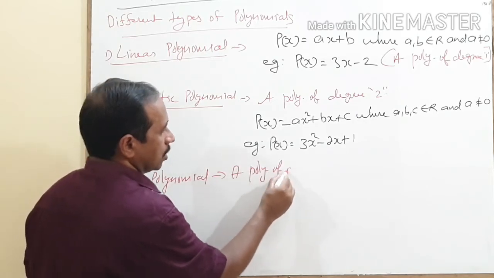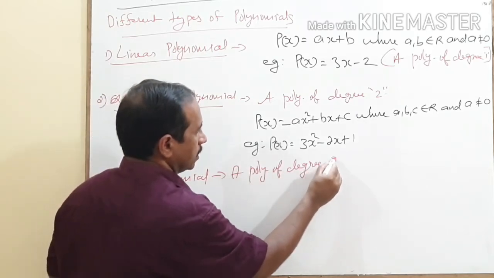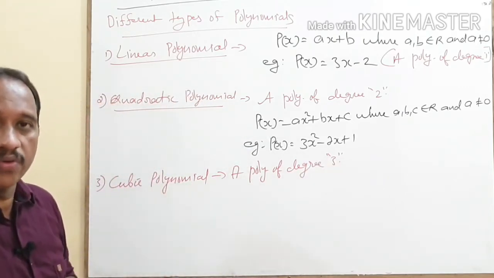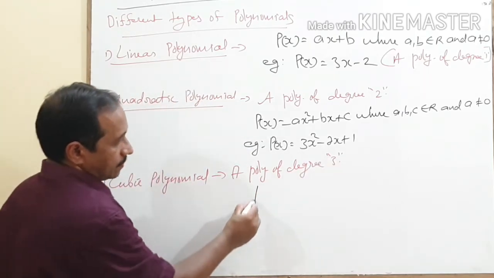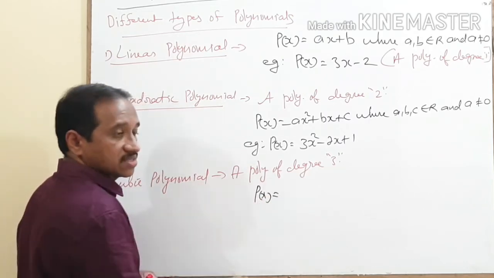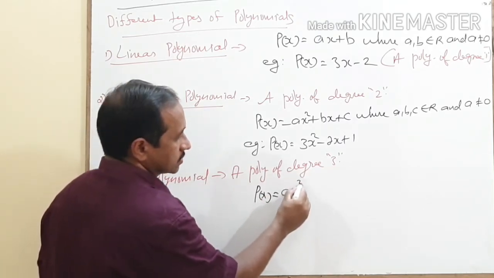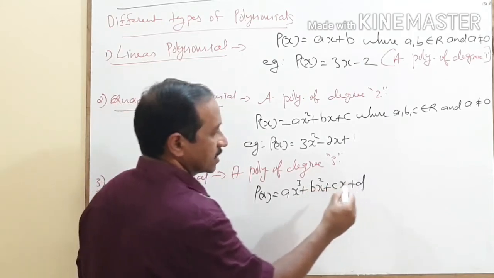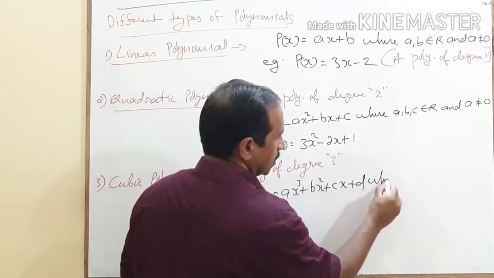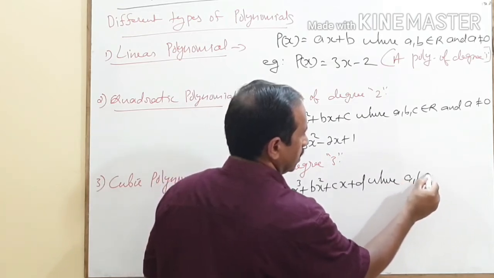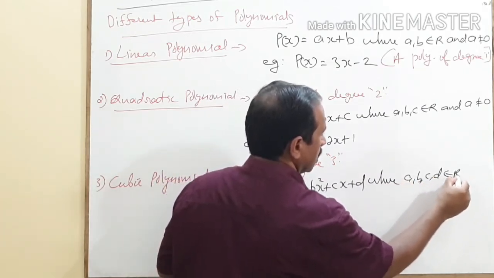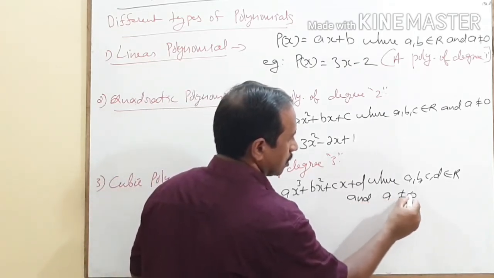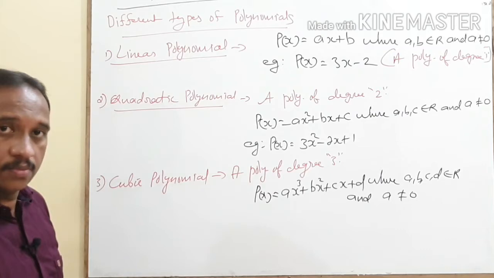A polynomial of degree 3. The standard form of a cubic polynomial is P of x is equal to ax cubed plus bx squared plus cx plus d, where a, b, c, d are real numbers and a is not equal to 0.